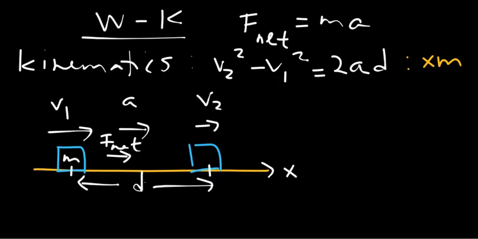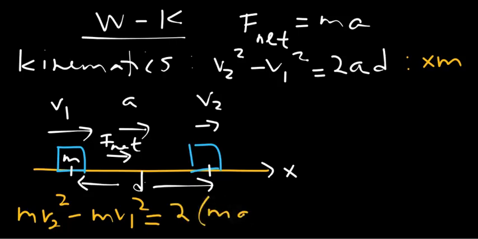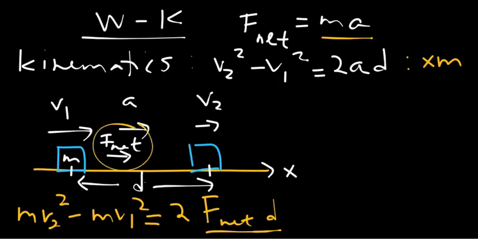And if we do that, we get the following result: mv2 squared minus mv1 squared equals 2 times ma times d. Remember, ma is the net force. So we can substitute ma with the expression F net, and F net times d is the work done by this net force on this mass as it is displaced a distance d. So we can simply write it as 2 times the net work.